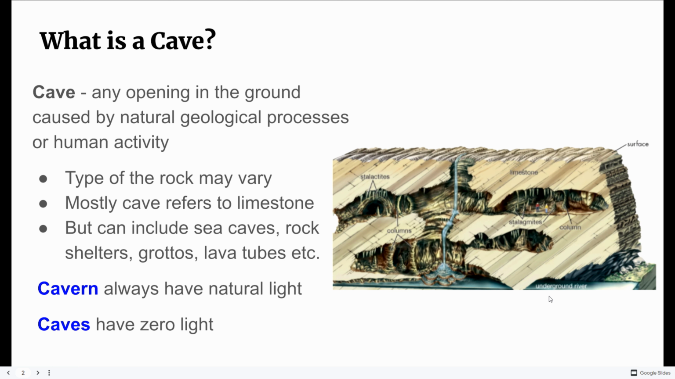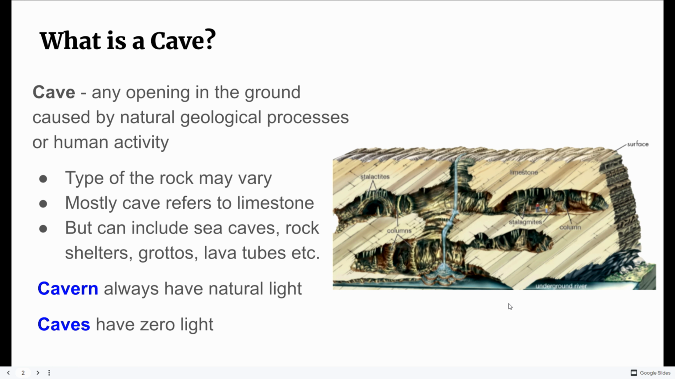You might have heard the term cavern. A cavern and a cave are completely different. They're both under the ground. However, caves have no light source whatsoever, whereas caverns are going to have some type of natural light in them. There's going to be some source of natural light coming in.